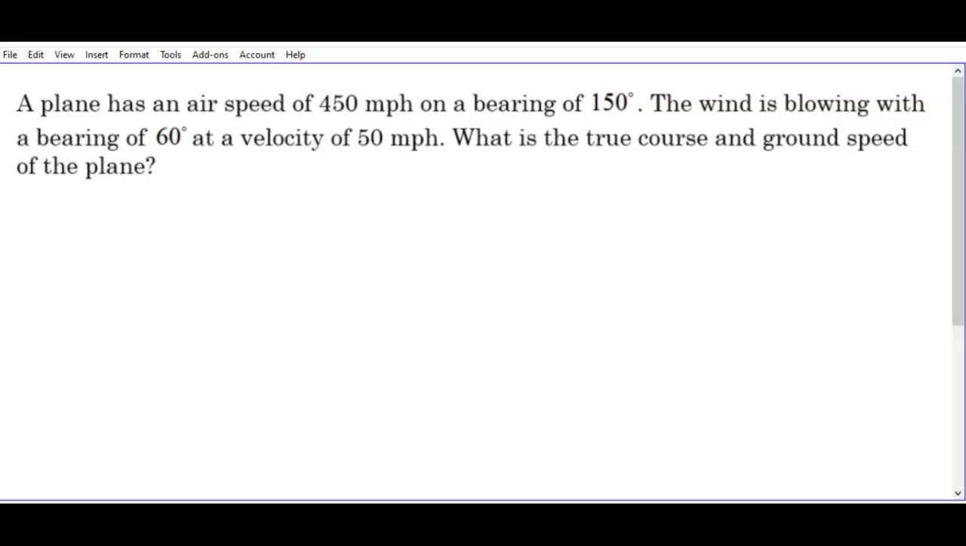All right, so a plane has an airspeed of 450 miles an hour on a bearing of 150. The wind is blowing with a bearing of 60 degrees at a velocity of 50 miles per hour. What is the true course and ground speed of the plane? So we have to figure out what we're given. Okay? Because we have that aim plus wind equals ground.